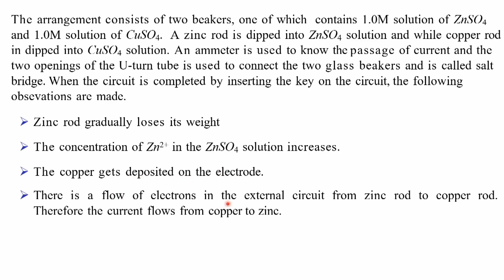There is a flow of electrons in the external circuit from zinc rod to copper rod. Therefore, the current flows from copper to zinc, because current flows in the opposite direction of the flow of electrons.